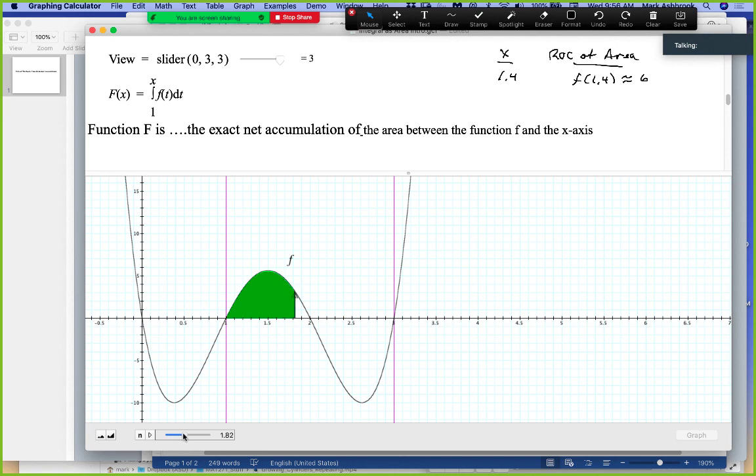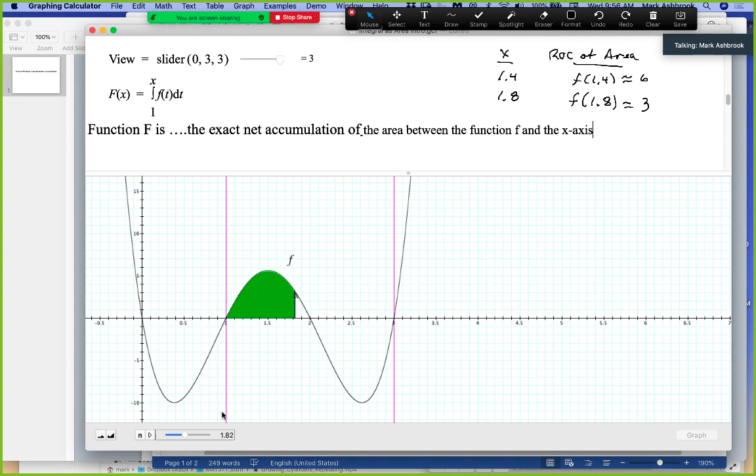And here's 1.8. What's the rate of change of area now? It's like 3. Yeah, and so f of 1.8 is our rate of change. It's at what rate this green region is growing, and that's about 3.